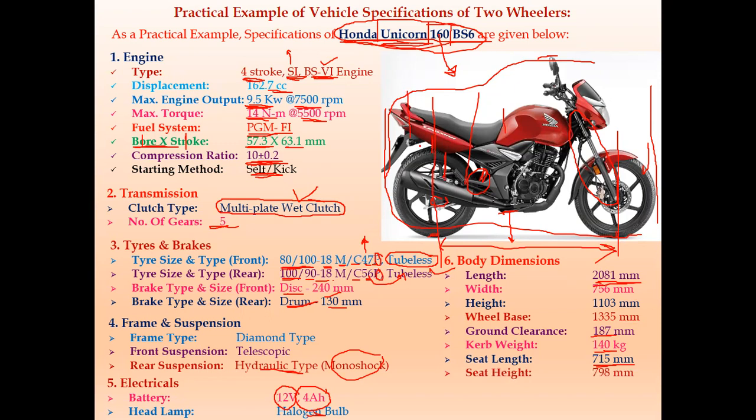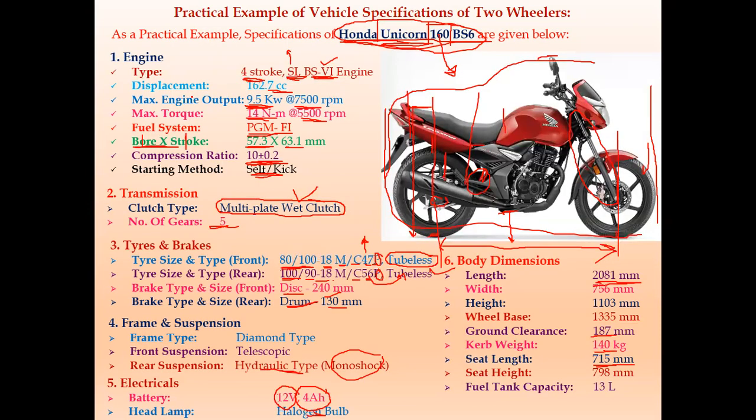Next, we have seat height. This is the maximum height from this point to the ground surface. It is the height of the seat, it is 798 mm. Next, we have the fuel tank capacity. That is the fuel consumption part. The fuel tank capacity is 13 liters. So these are some of the specifications.